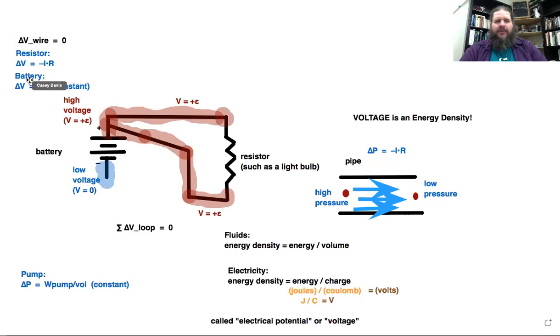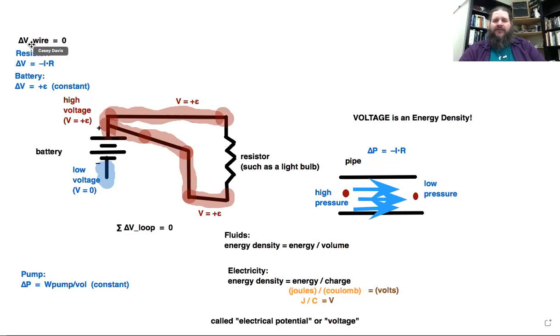So these are really the important voltage drop formulas, or delta voltage formulas. Battery provides a constant amount of voltage difference, specifically a boost in voltage. Resistor provides a drop in voltage that's not constant. Instead, it's proportional to current. That is, the faster current's flowing, the more voltage drop there is. Or to put it another way, the more different the voltages are, the more current will flow.